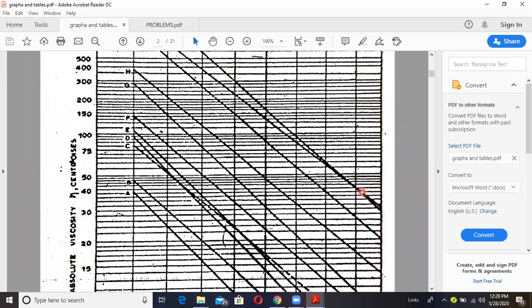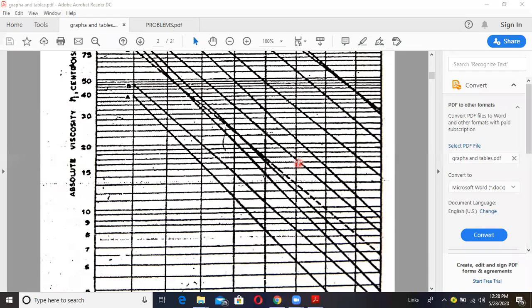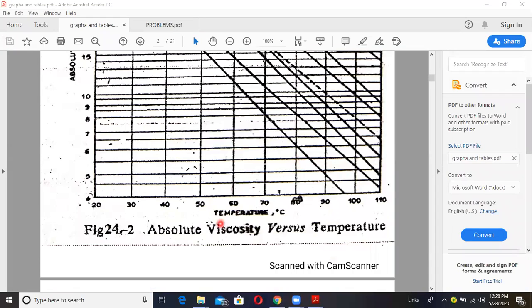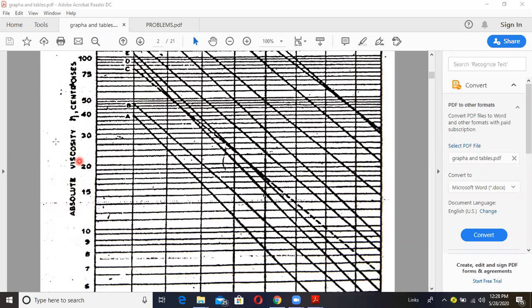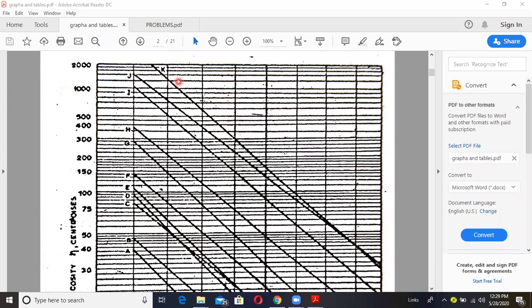See, this is the figure. This is figure 24.2. In this figure, on the x-axis we have temperature, that is nothing but operating temperature. On the Y-axis we have absolute viscosity neta in centipoise. Remember, it is in centipoise, not in pas. And you have a number of inclined lines, that is A, B, C, D up to K.